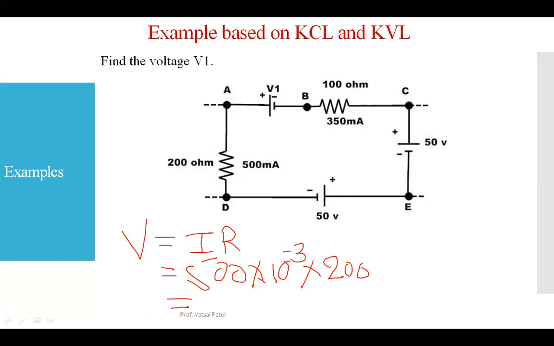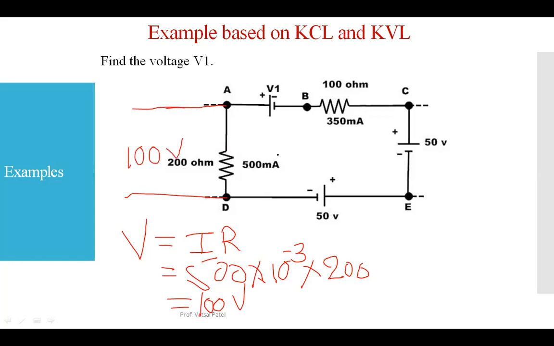The voltage across the resistance is how much? Can you tell me? 500 milliampere is given. So it is 500 multiplied by 10 to minus 3 multiplied by 200. So what is the voltage across this point A and D, or voltage across the 200 ohm resistance? Yes, it is 100 volt, right? So it is 100 volt across the terminal of A and D. Exactly. So 100 volt here.